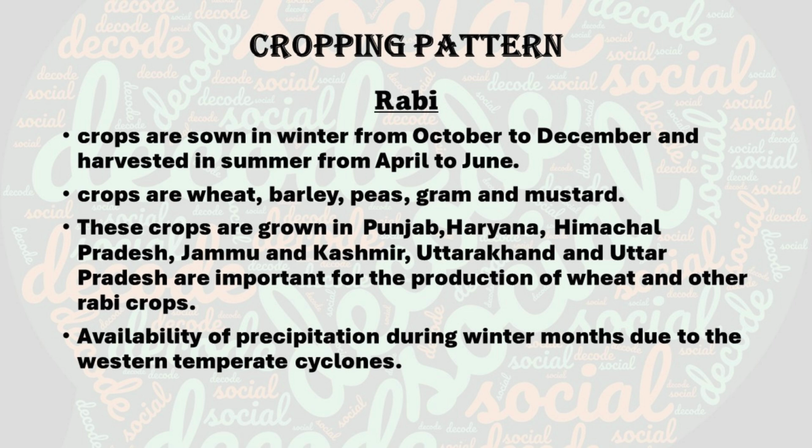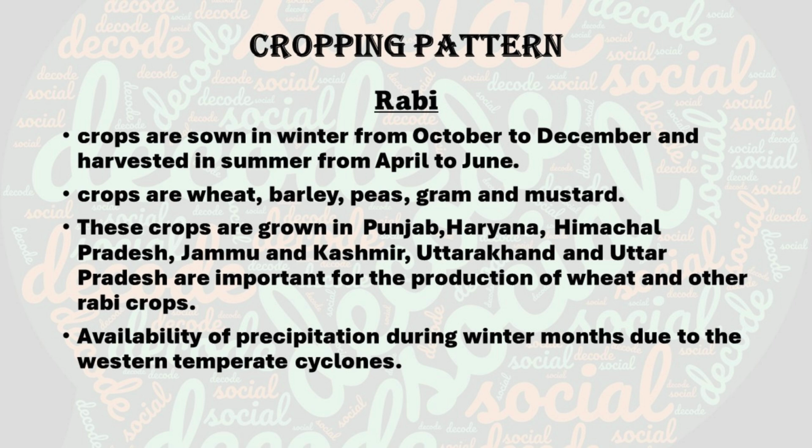So it needs a cool climate during growth and bright sunshine at harvest. So what are the crops that come under this category? Rabi crops: wheat, barley, peas, gram, mustard. These crops are cultivated mainly in states like Punjab, Haryana, Uttar Pradesh, Bihar, and Himachal Pradesh.